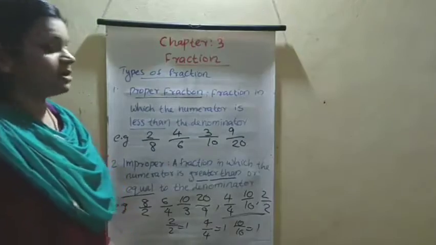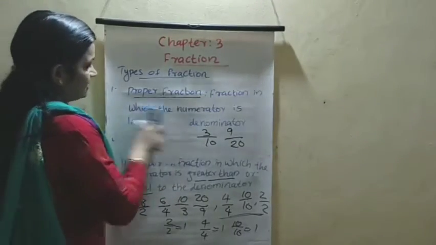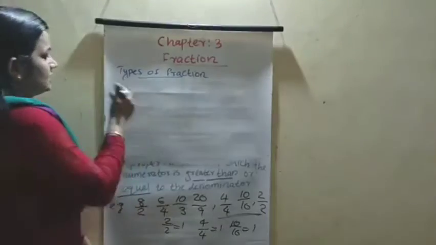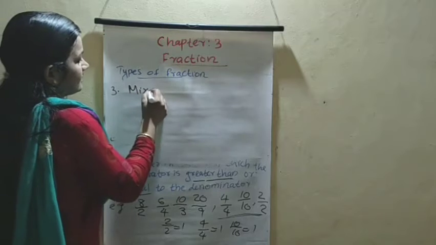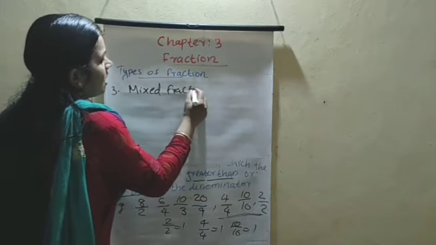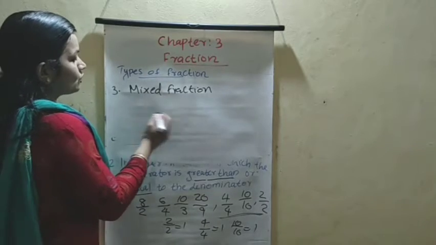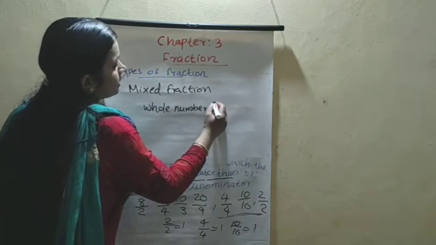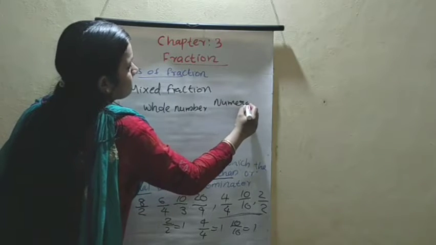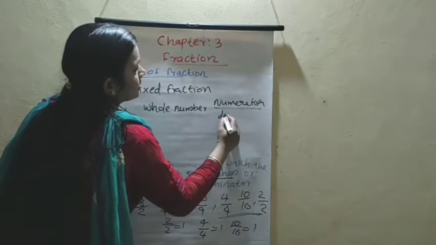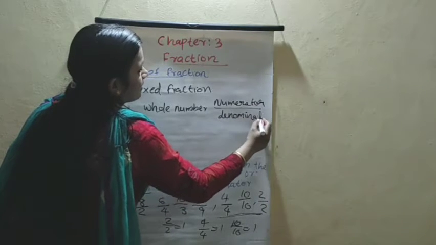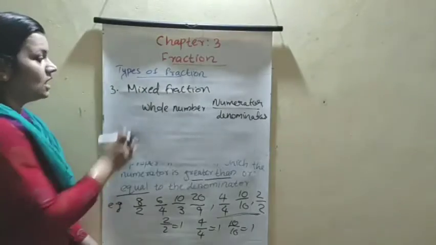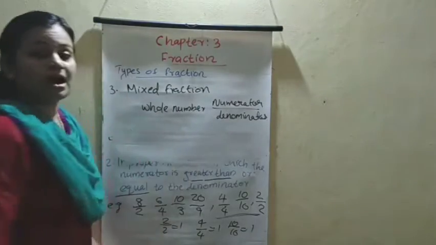Then among these types of fraction, one more fraction is the mixed fraction. What is a mixed fraction? The third one is mixed fraction. How to write the mixed fraction? One whole number part and then numerator and denominator. This type of fraction is called the mixed fraction. The mixed fraction has what? One whole number part and one fractional part is given.